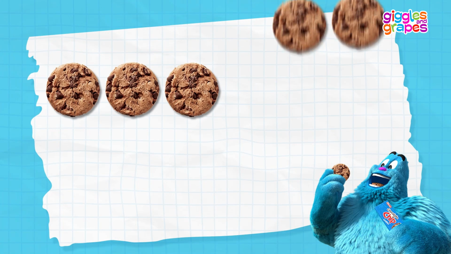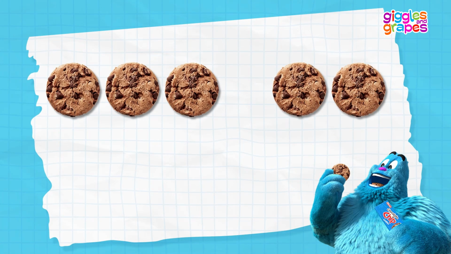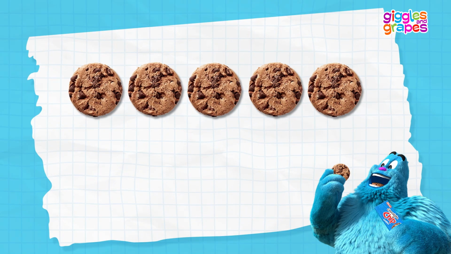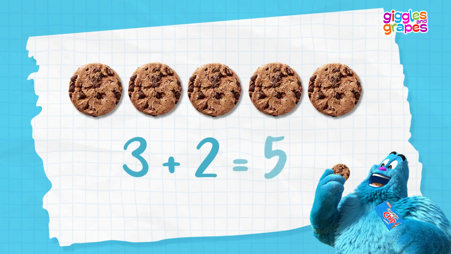Next problem. Cookie Moan gets 3 cookies from one friend and 2 cookies from another. How many does he have now? 1, 2, 3, 4, 5. That's right. 3 plus 2 equals 5 cookies.